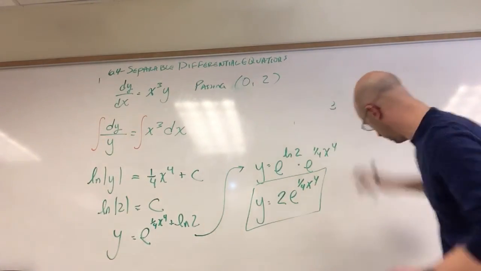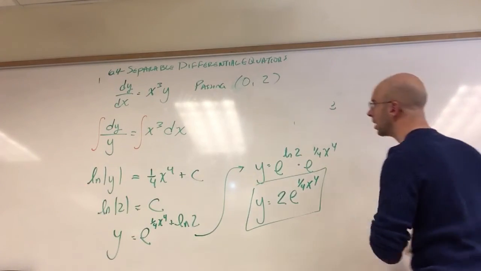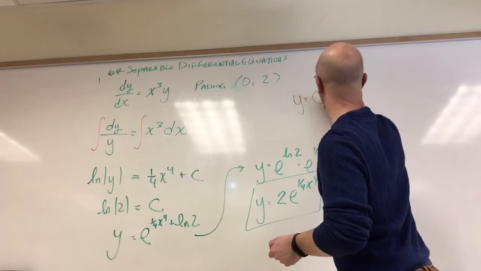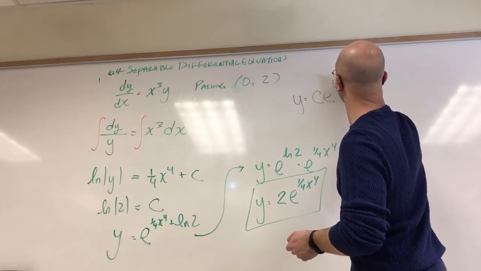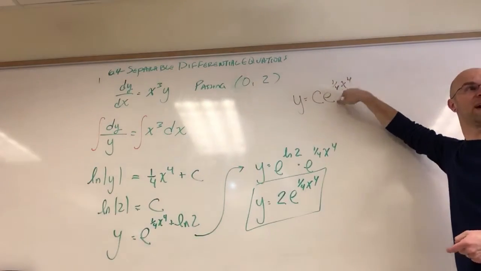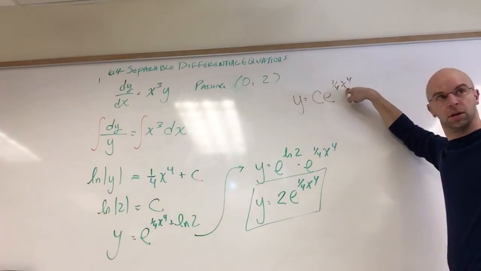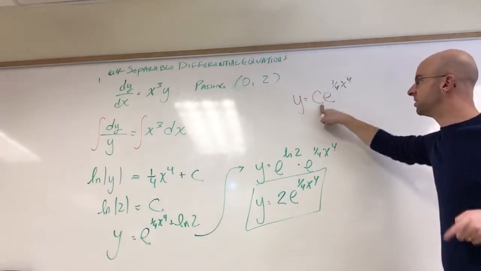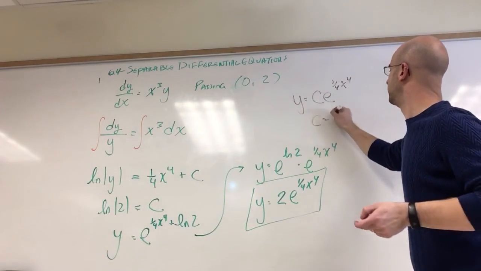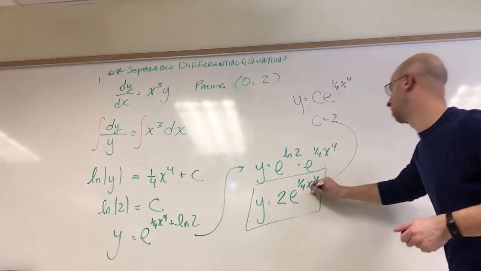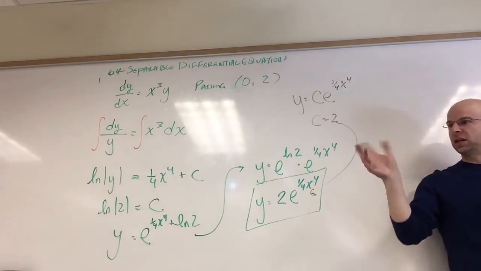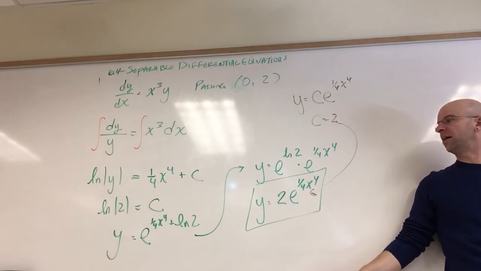Where I was going, I had y equals c e to the 1/4 x to the 4th. If x is 0, we've got e to the 0. E to the 0 is 1. 1 times c equals 2. That would give us c equals 2. And we have exactly the same thing. So the manipulation is going to give us exactly the same thing anyway.